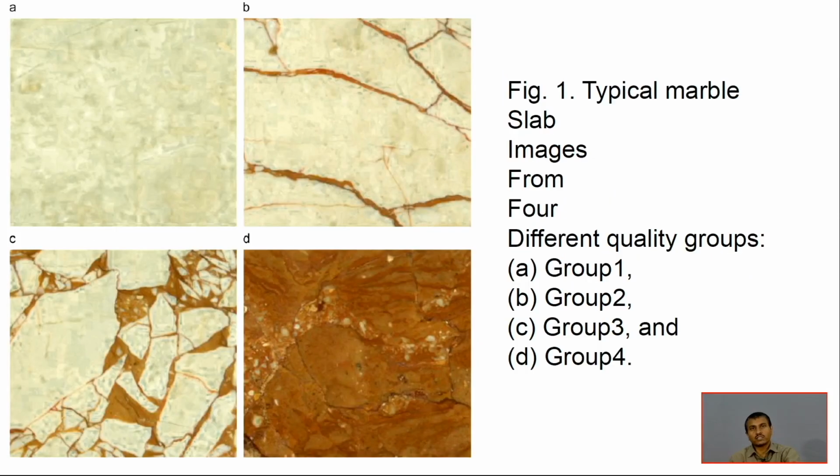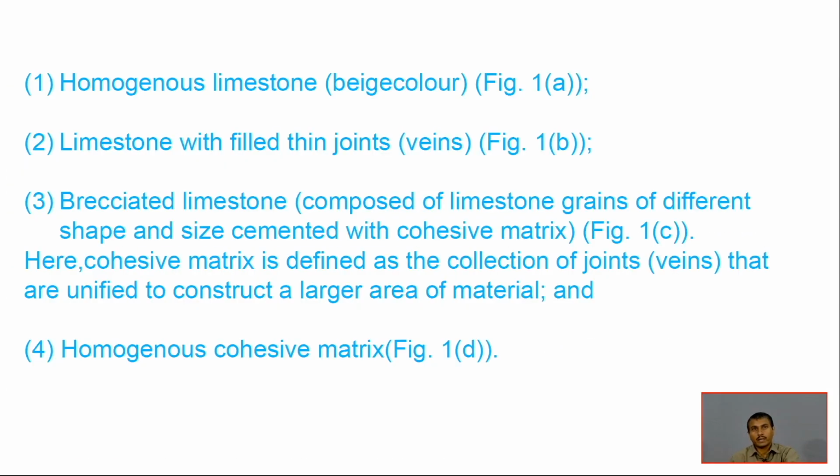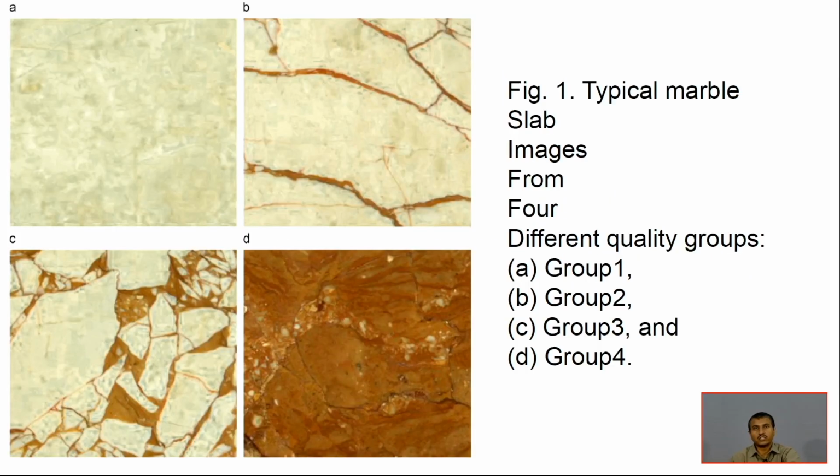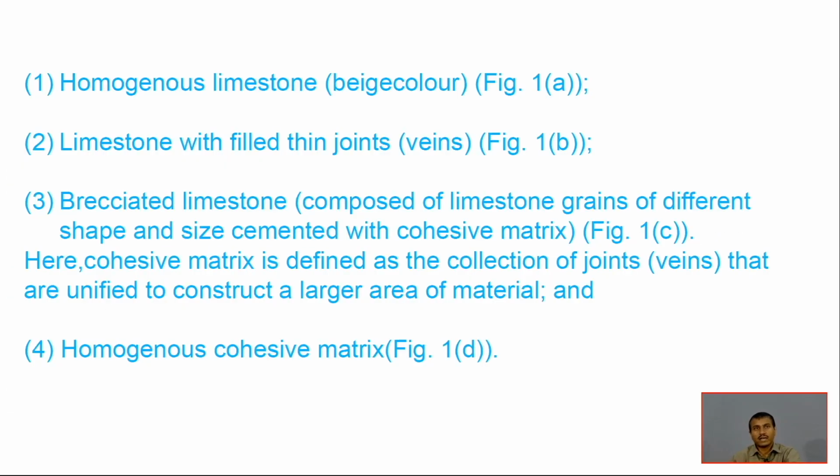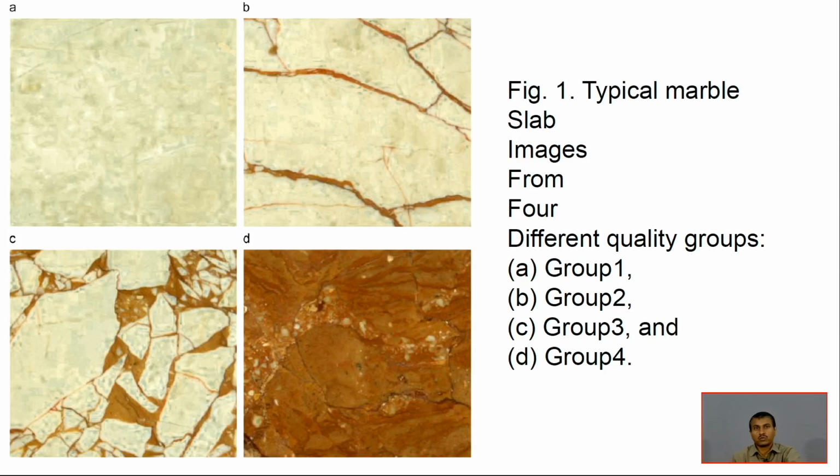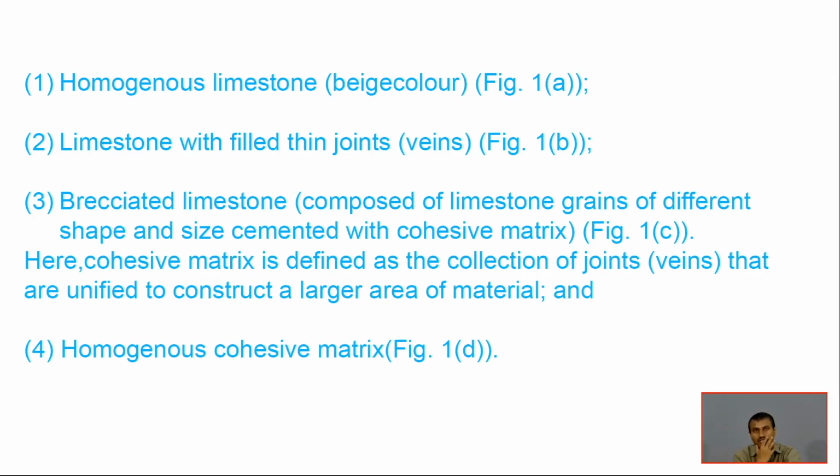So the first one is the homogeneous limestone, A. B is the limestone with thin joint-filled joints, and C is basically the brecciated limestone, composed of limestone grains of different shape and size, cemented with cohesive matrix. So cohesive matrix is used here on the C side, and D is basically full of cohesive matrix. Cohesive matrix is defined as the collection of joint veins that are unified to construct a larger area of the material. Due to some discontinuity, this has basically been created.